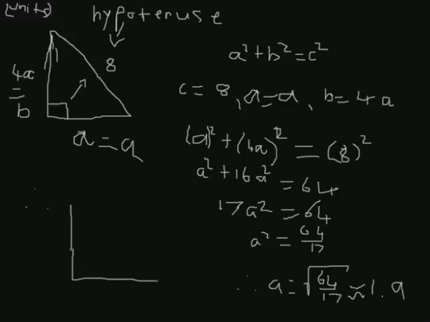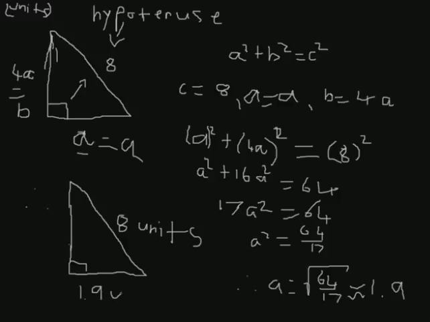so this is the same triangle. No, that's not the same triangle. Just draw it roughly though. Okay, that's pretty similar. So this is the right angle. So we get 8 units. A is roughly equal to 1.9, so this is just A, so this is 1.9 units.